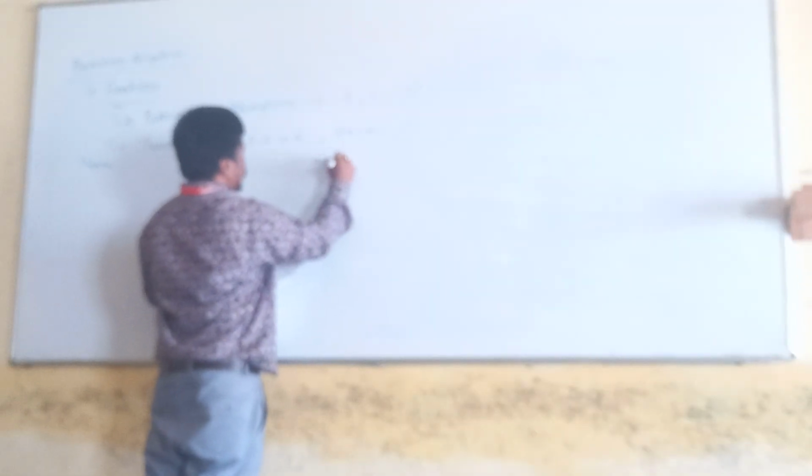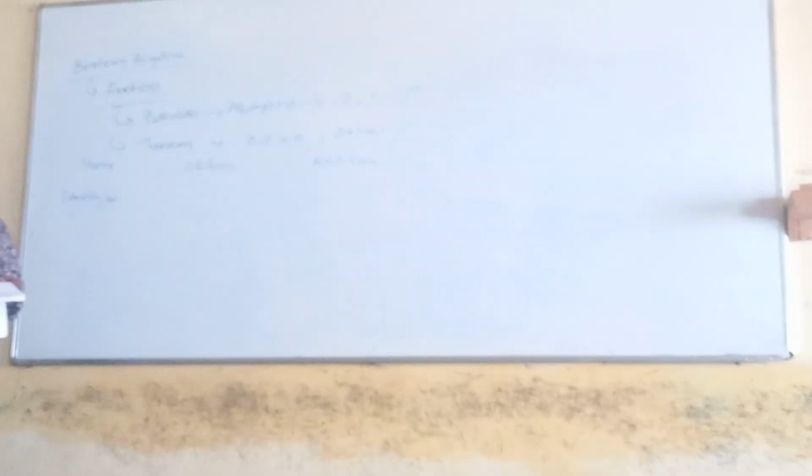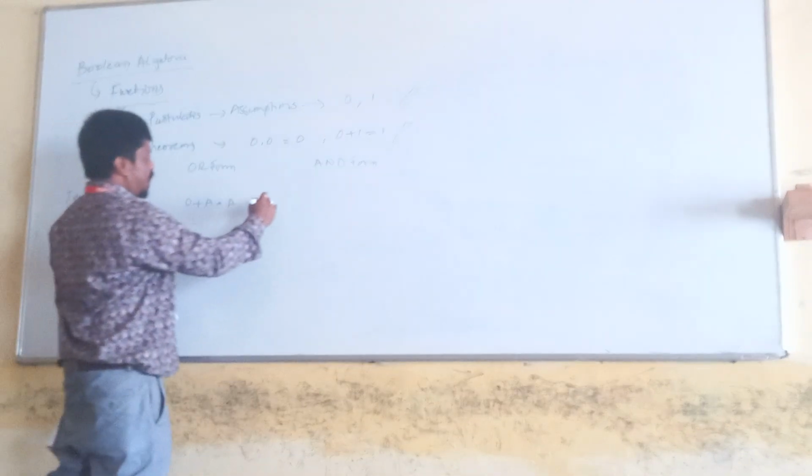OR form and AND form. I make some assumptions and also write some laws. The first is the identity law. The identity law says that if any variable is added with 0, the output is the input itself. That is the OR form: 0 plus A is equal to A only.